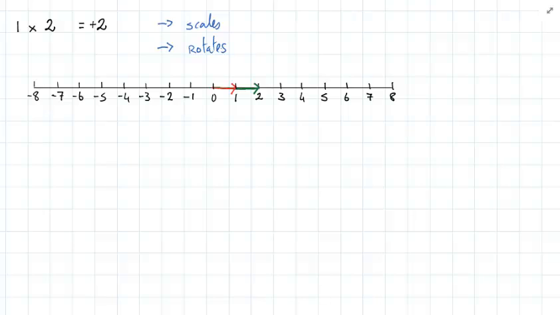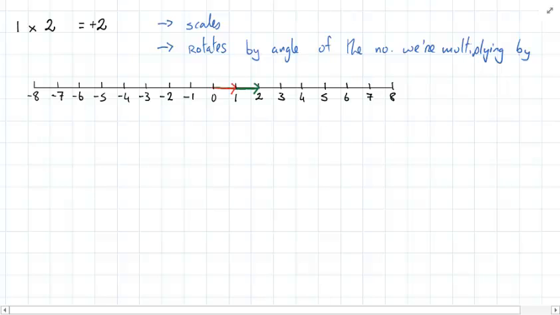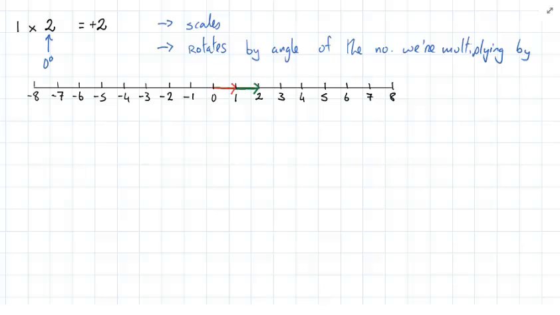Okay, now how much does it rotate it by? Well, it rotates it by the angle of the number we're multiplying by. So the number 2 is the number we're multiplying by here. What angle does that make with my number line? It makes an angle of 0 degrees. So in other words, the reason why we don't really notice the rotation here is because the rotation is in fact 0. But this is a very different way of thinking about multiplication, but it's a very useful way of thinking about it. You can visualize multiplication as a scaling of a number and also a rotation of a number.